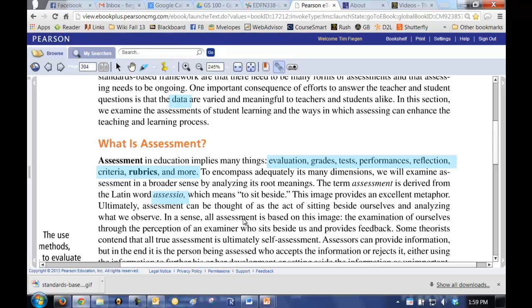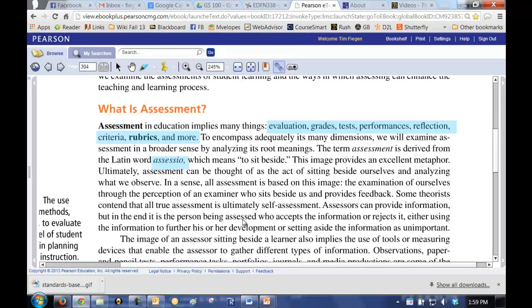For example, one of the boys had an A and a D and a C in a class. Well, so what is the overall grade? It doesn't say. And so you get to decide what that is. And there were 3 different things in there. So to encompass adequately the many dimensions, we'll examine assessment in a broader sense.